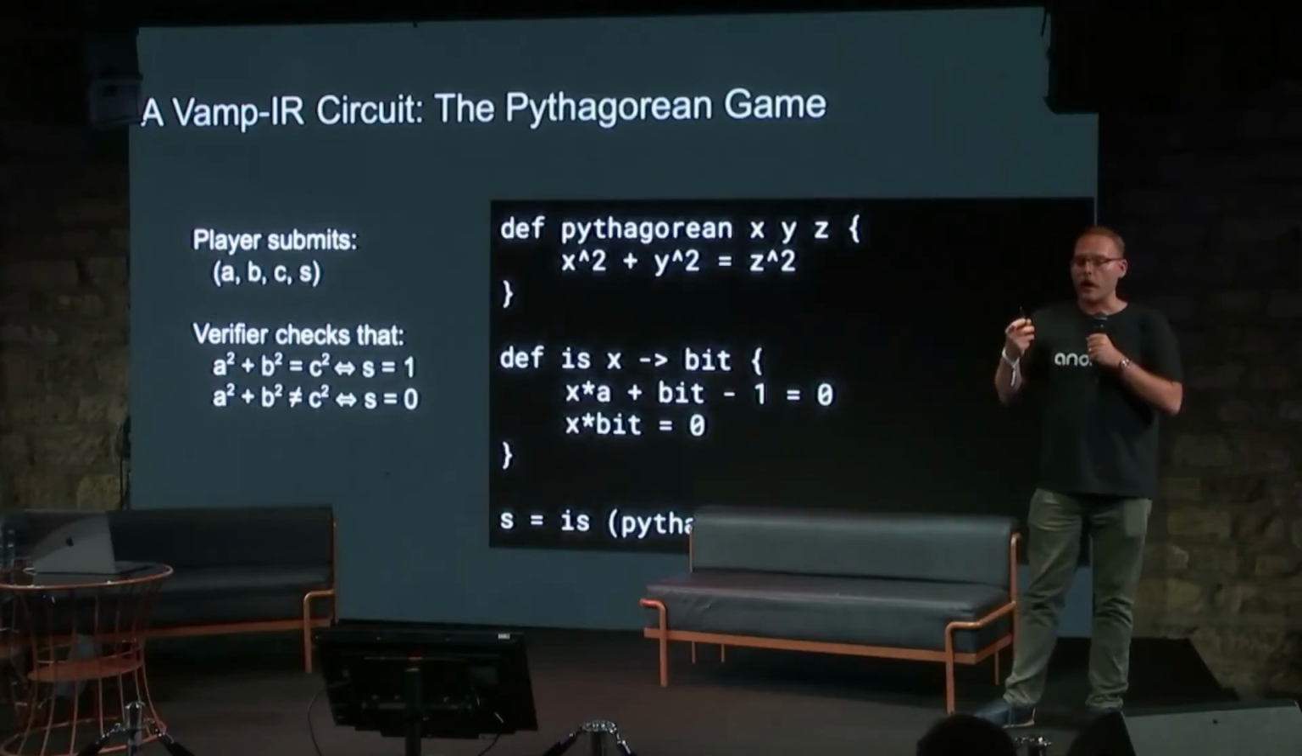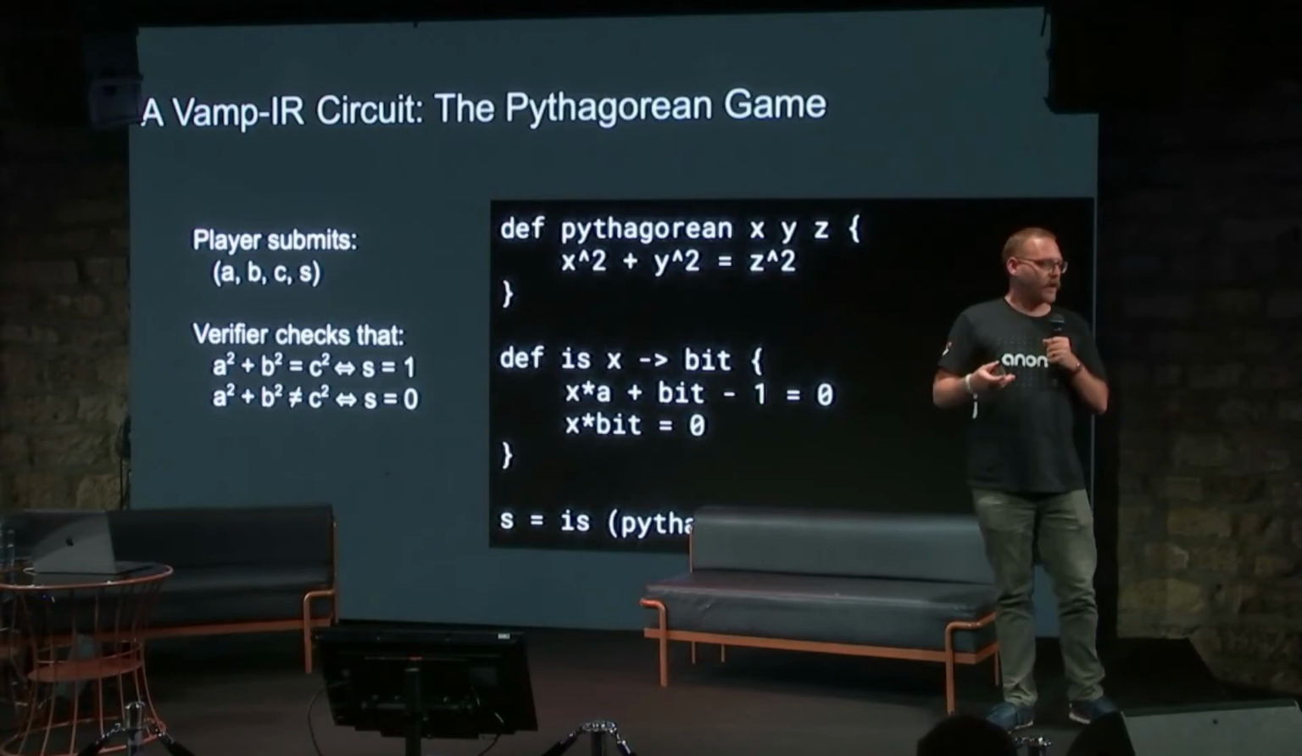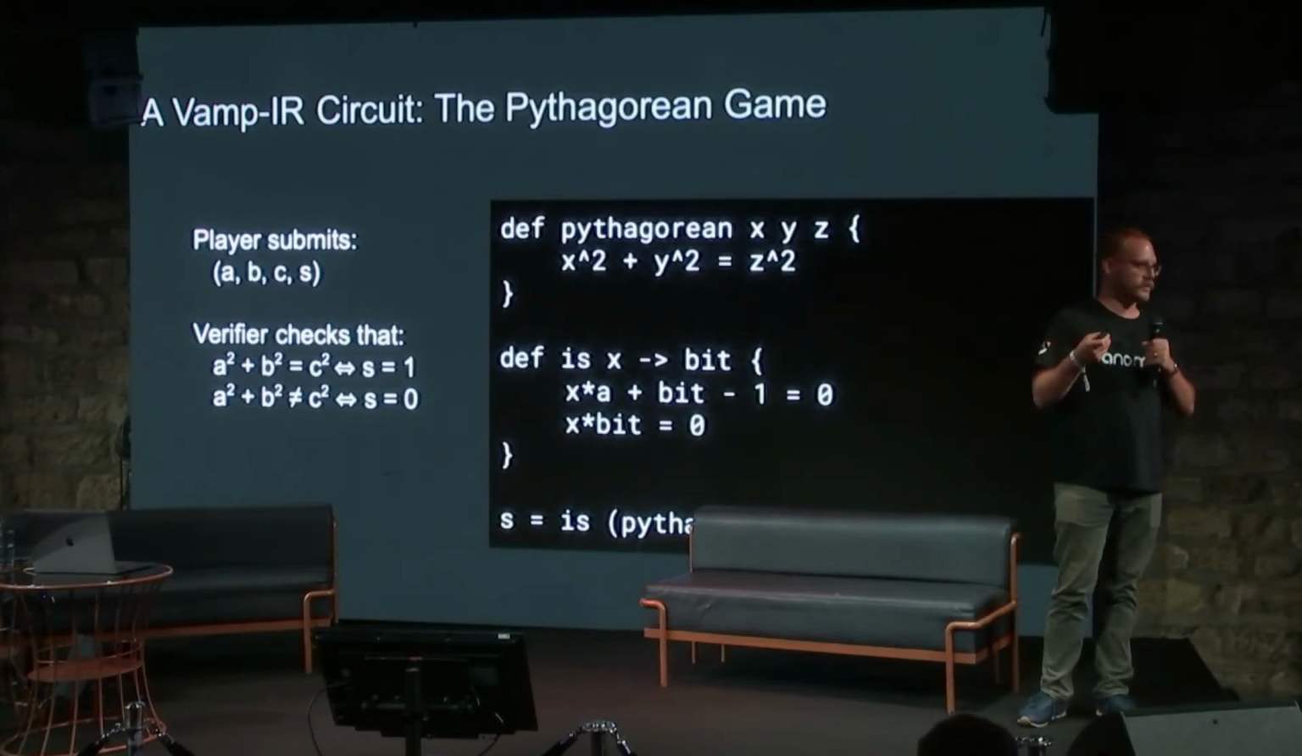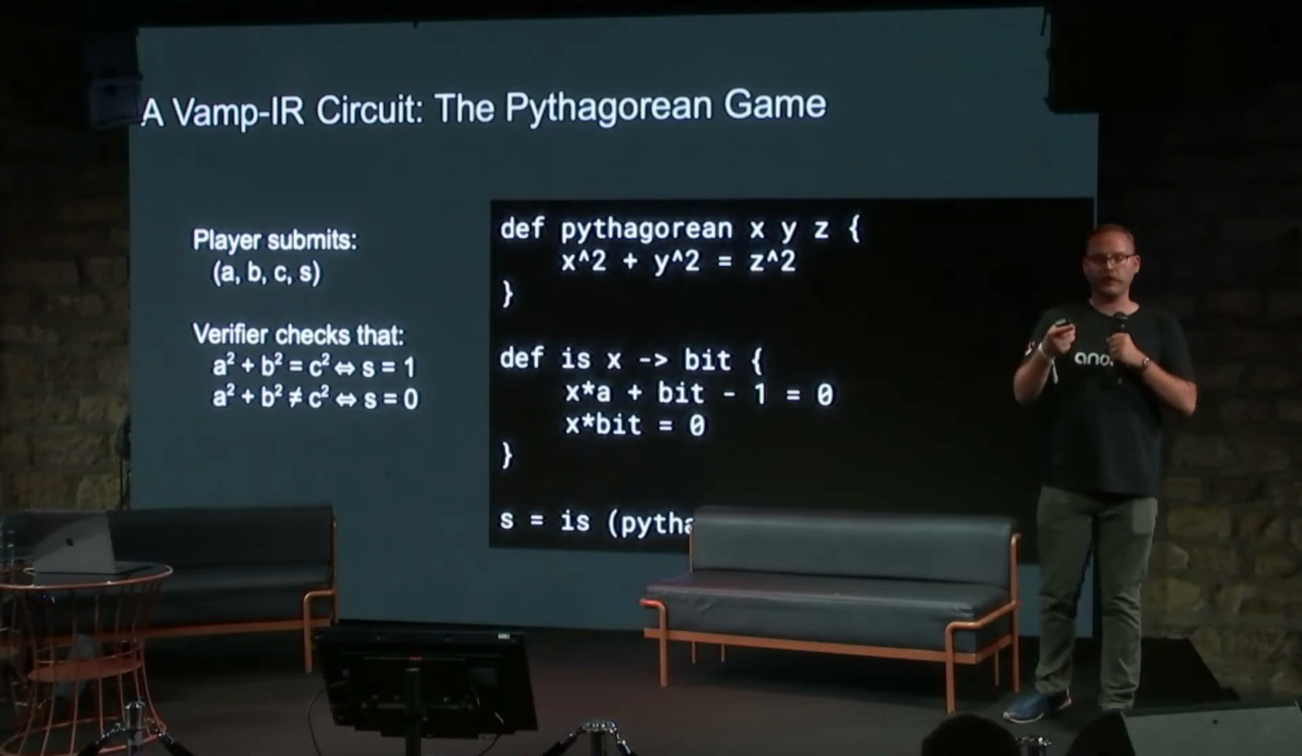Okay, this is the last slide that I'll really explain, and I'll kind of skip to the end. This is an example Vamp-IR circuit. The idea is it's a Pythagorean game, an educational game perhaps, where the player submits a triple, A, B, C, and also what their score they think should be. And if A, B, and C form a Pythagorean triple, then the player is granted a score of 1. Otherwise, they get a score of 0.